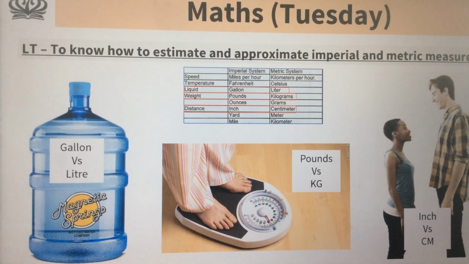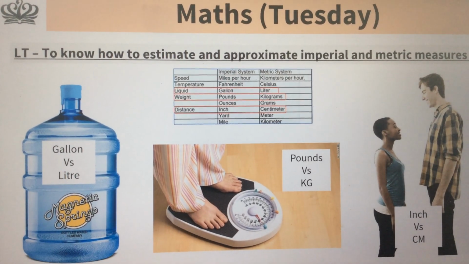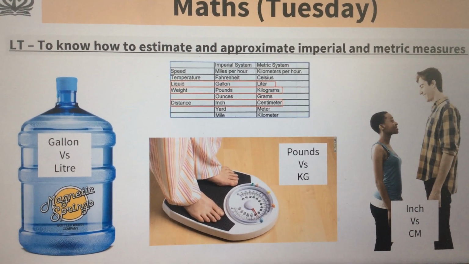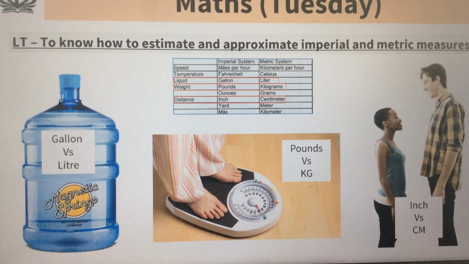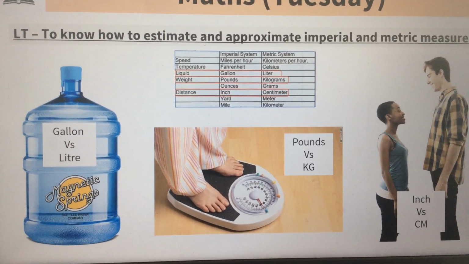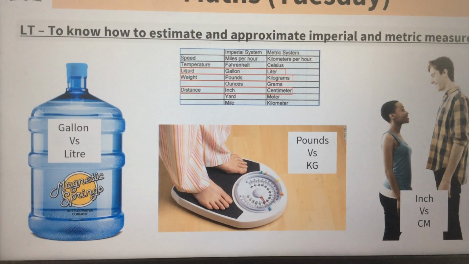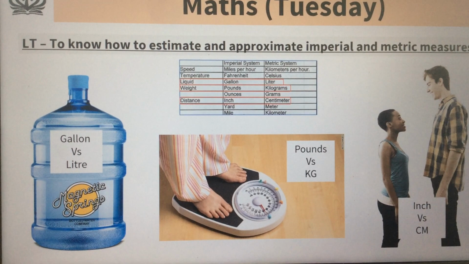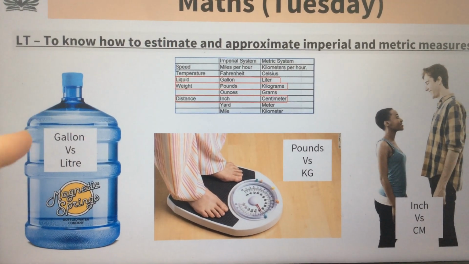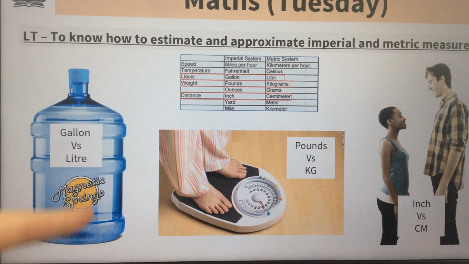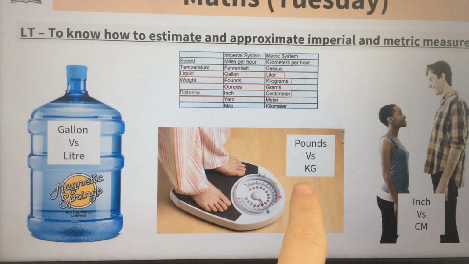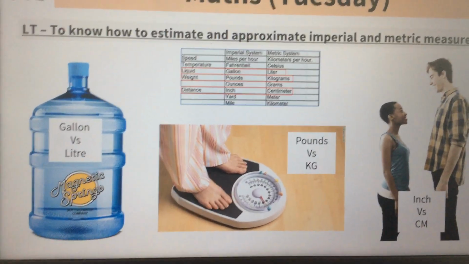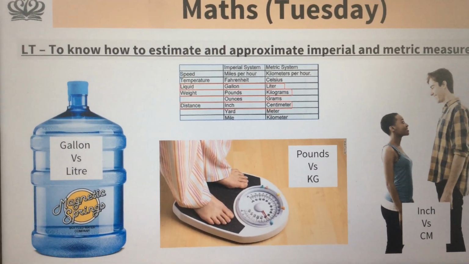Okay, so today when we convert between these, we're going to use approximates. We're going to be estimating a bit as well, so we don't have to be 100% accurate, and that's because you can't nicely convert between the two without having lots of decimal points and things. It doesn't work as it does converting between metric ones. So we're going to be converting between litres and gallons for capacity, pounds and kilograms for weight, and inches versus centimetres for height and length.